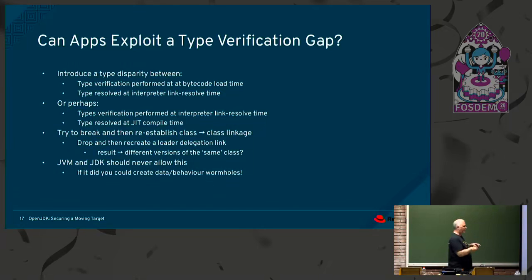Now, the JVM and the JDK should never let this happen. When types are loaded, there's a lot of effort gone to make sure that the classes that are used and verified against each other at bytecode verification time are the same suite of classes that are used when the interpreter is doing link resolution, and the same classes that are used at compile time. So that should never happen. But that's an area where this moving class base and this ability for classes to come and go is something that needs a lot of work to make that happen.